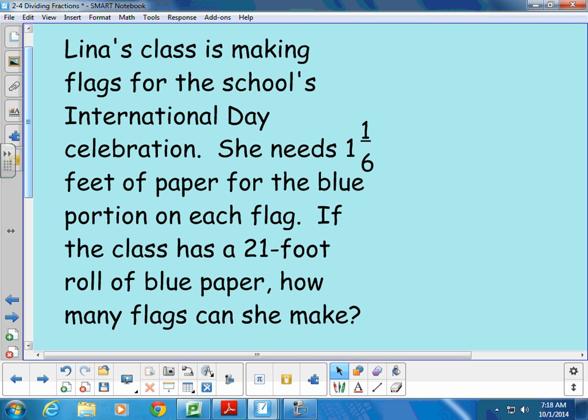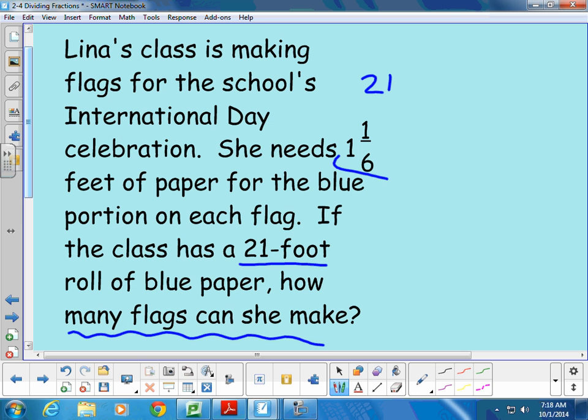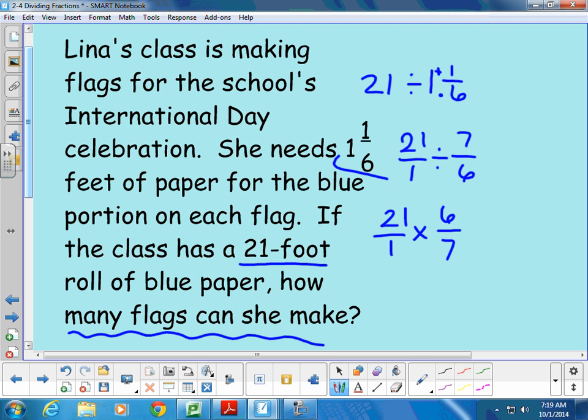But what we can do here is that we know how much she has and how much she needs per flag. So since we know how much, we're trying to figure out how many flags she can make out of the total she has. This is the division problem of 21 feet divided by 1 1/6 feet. So first thing I need to do is put these into fraction form. So that's going to be 7/6. And then I'm going to keep the first number, change the sign, and flip the second. I'm going to cross cancel.